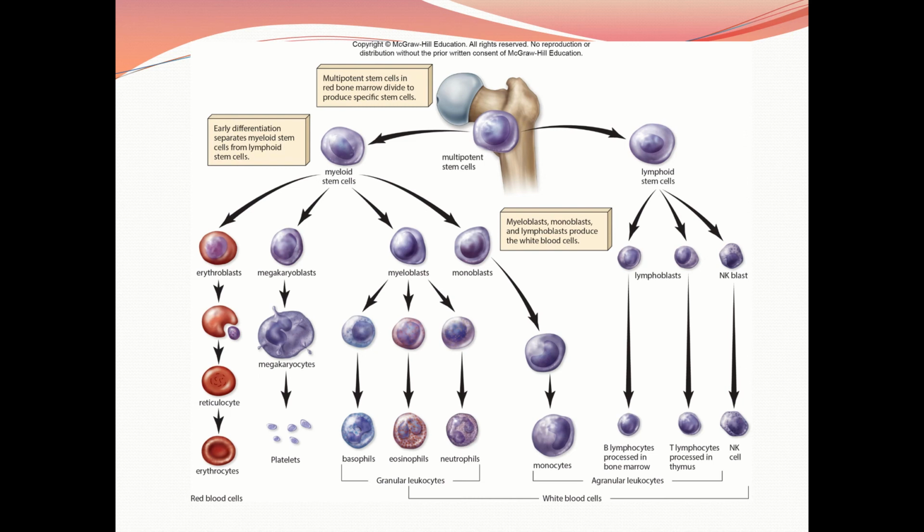Note that myeloblasts, monoblasts, and lymphoblasts all produce the white blood cells. So each of these white blood cells has varied stem cell lines that they come from, all originating from the original multipotent stem cells in the red bone marrow.